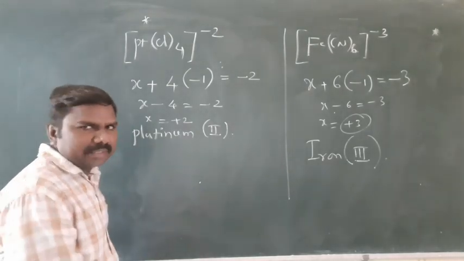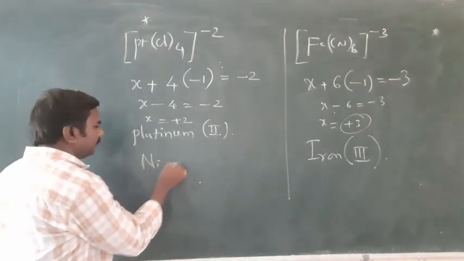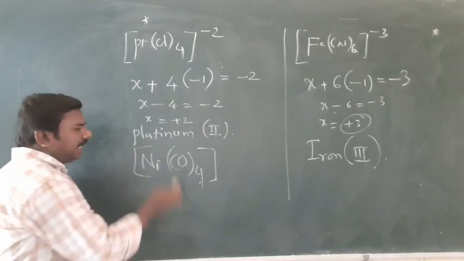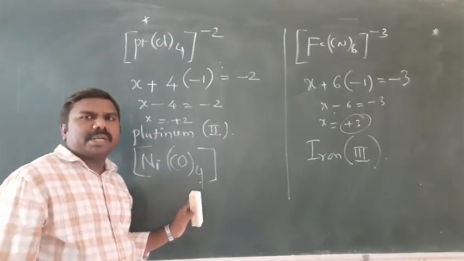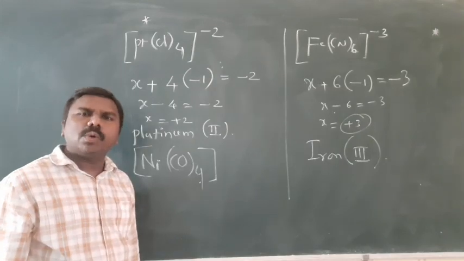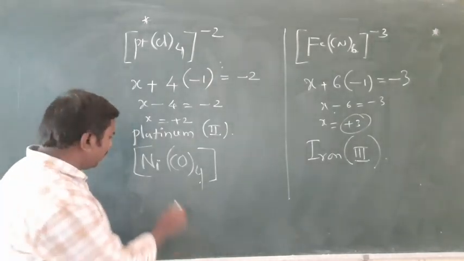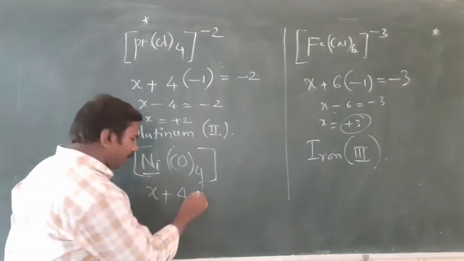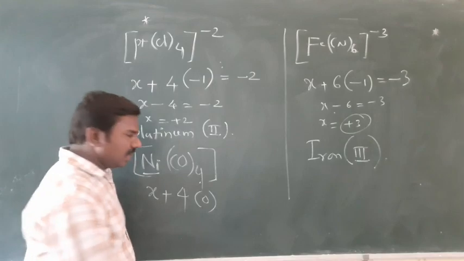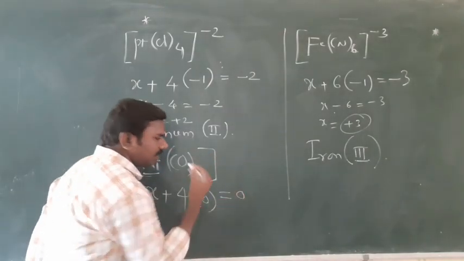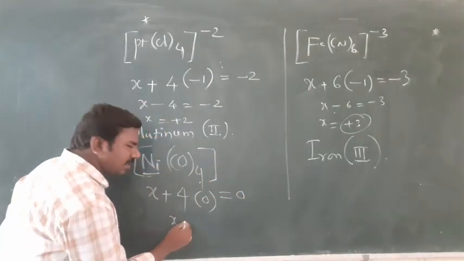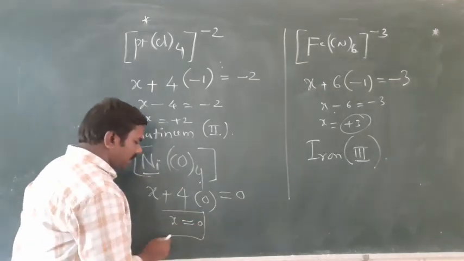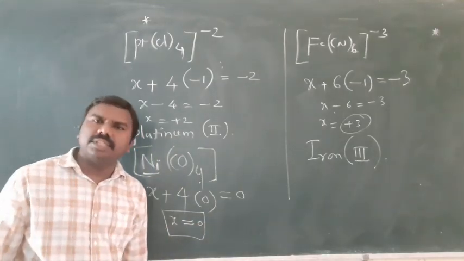One more, a neutral complex please. Ni(CO)4. Nickel is the central atom, and CO is capital C, capital O. It is a neutral ligand, not a negative ligand. The central atom is X, and 4 ligands are there. For neutral ligands, the contribution is considered as 0. There is no charge here, so X + 0 = 0, finally 0. So the oxidation state of nickel in this complex is 0.